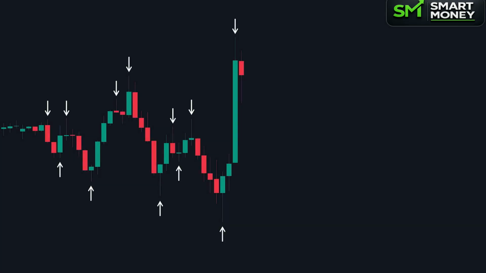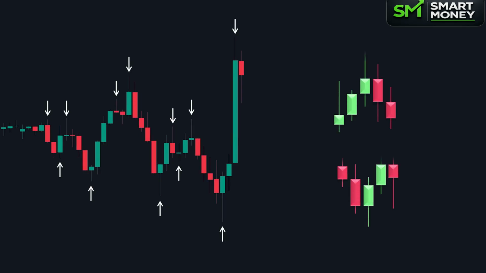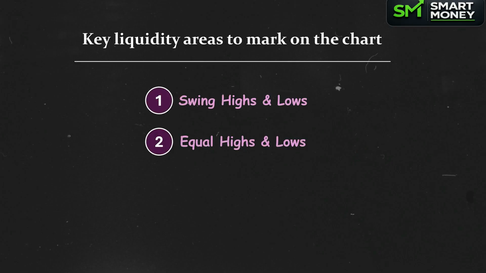In this example, these are our identifiable swing highs and swing lows. Keep in mind that you can also use a 5-candle swing pattern, which can make swings more reliable and give stronger signals. Now, let's move on to the second type of liquidity, equal highs and lows.